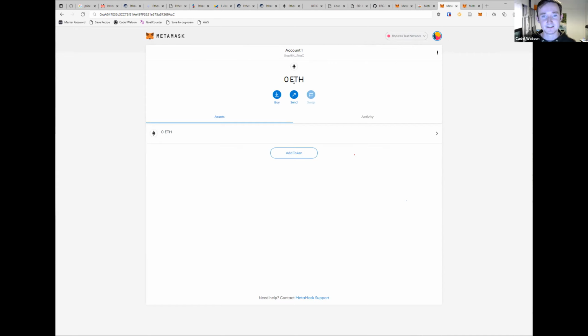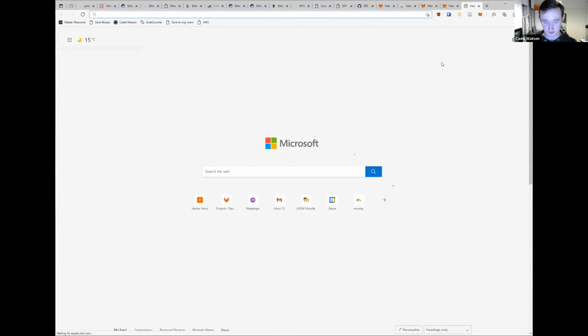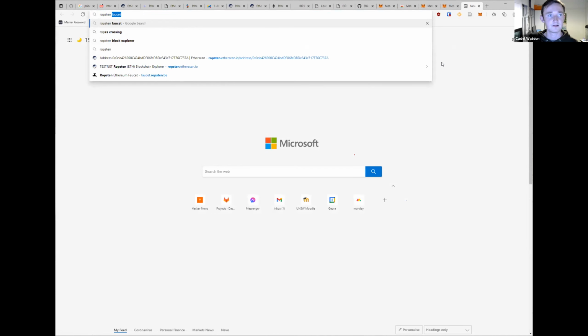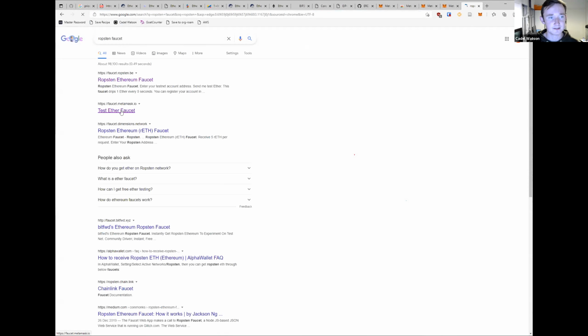Okay. So now we still have 0 Ethereum, and to do anything on the network, we need to be able to pay our transaction fees. To do that, we need some Ethereum. Instead of purchasing it, because we're on the test network, we can get that for free. And that's what we're going to do next. So we're going to fund our wallets. To do that, we go to something called a faucet. It's like a tap. So I'll just send the link to this.